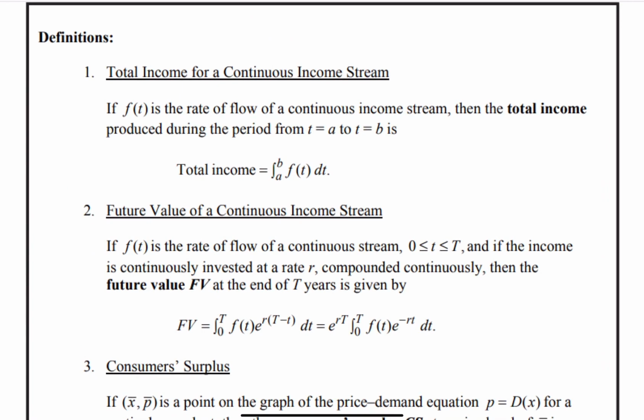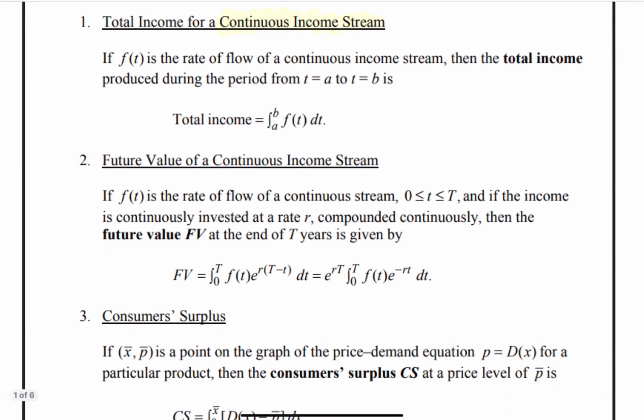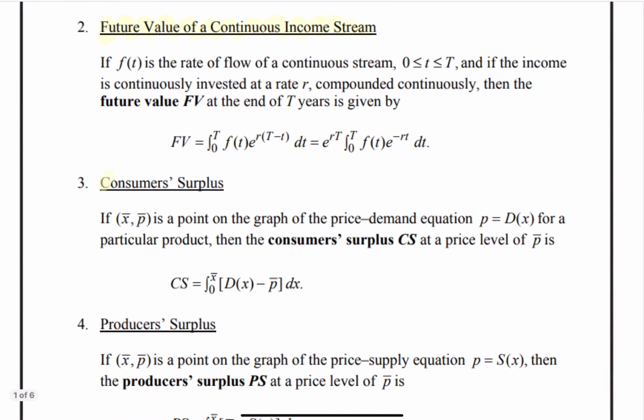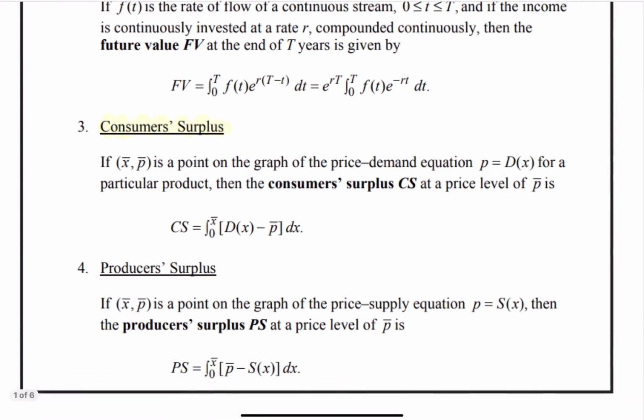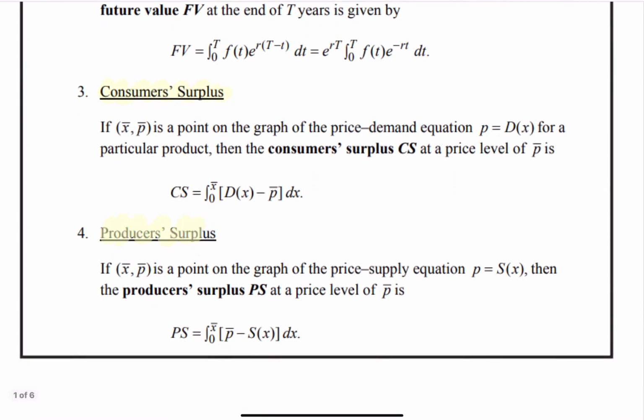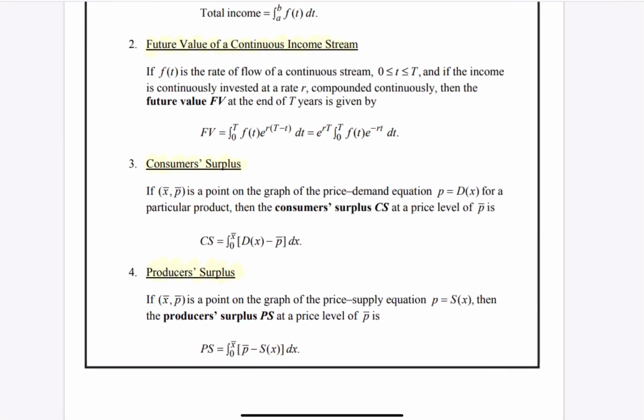In this section, we will be talking about various topics, but some of them are going to be your continuous income stream, which we will be talking about. We're going to be talking about the future value of continuous income stream. We will talk about consumer surplus and producer's surplus. I'm going to give you examples, so we're going to do it step by step. I'm not going to go over and read this one.